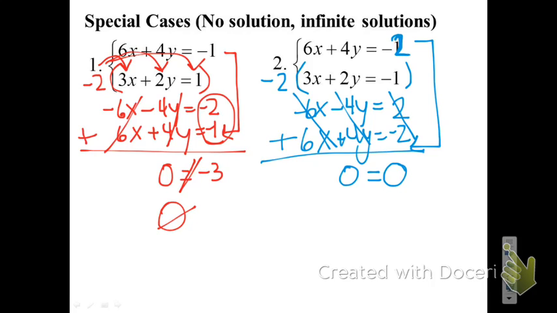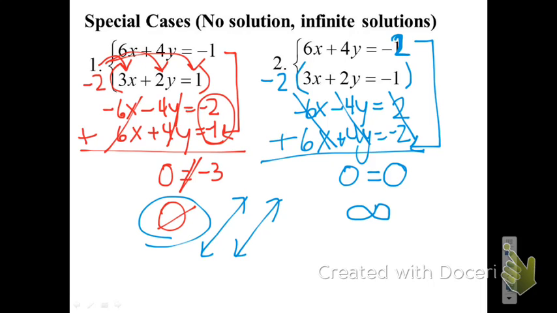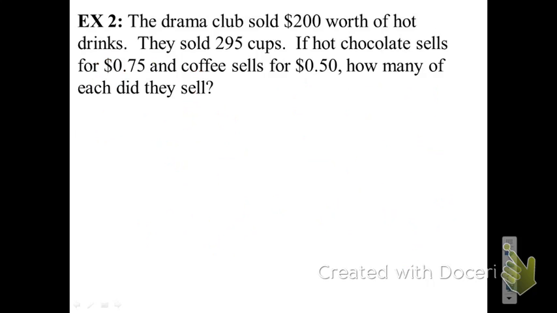If you get 0 equals 0, that means that it's true and that you have infinite solutions. And what that means is that these two equations were the same equation. Over here with the no solution, it means the lines are parallel and they will never intersect, so they have no solution in common. But here with the infinite means that if you were to graph them, they would graph as the same line, so they share every point in common.